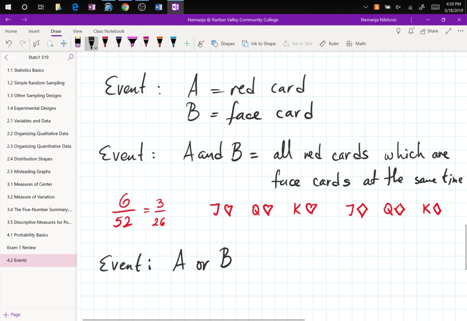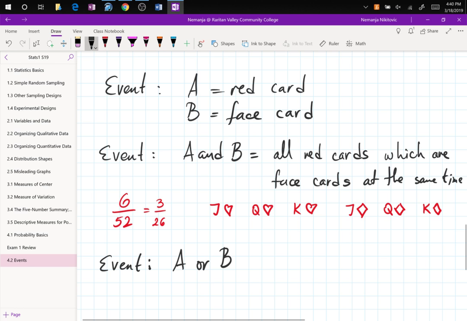AND was red, so AND was red and face. So red and face, you see the 6 cards that are red and face. That's how simple this is. There's nothing really to think about too much. You circle exactly what is asked of you, and that is to be the face and the red at the same time. These are not red, they are face. These are red, but they're not face. So the only thing that is AND, right, is red and face, so these 6.